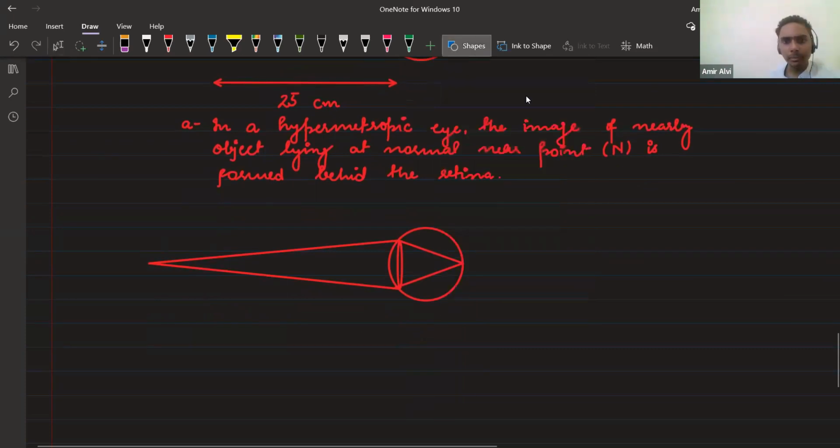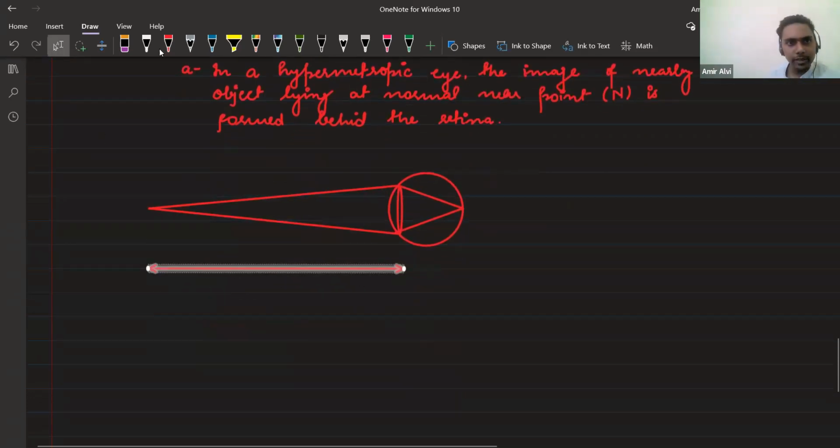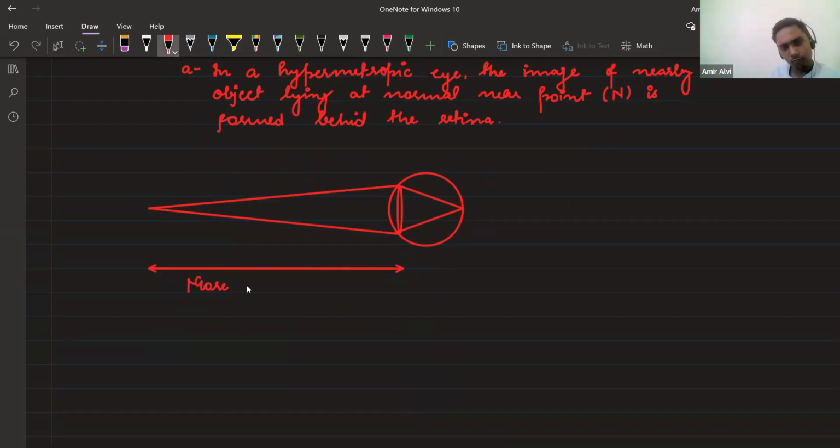It can be more than 25. It depends basically on the eye. So it is more than 25 centimeter.